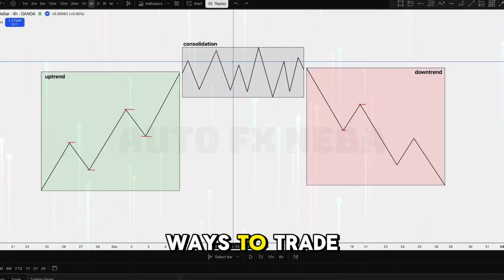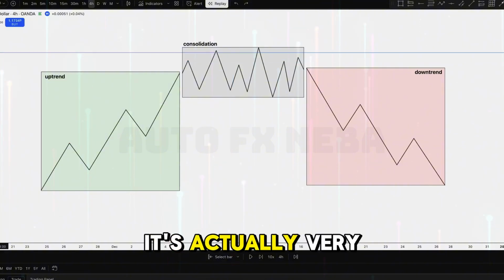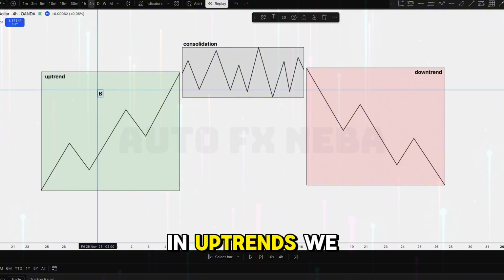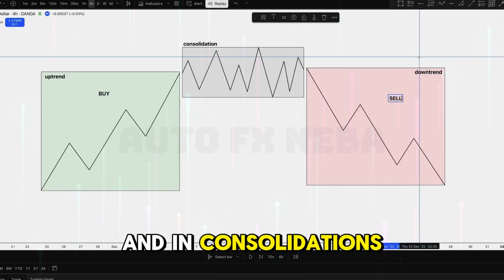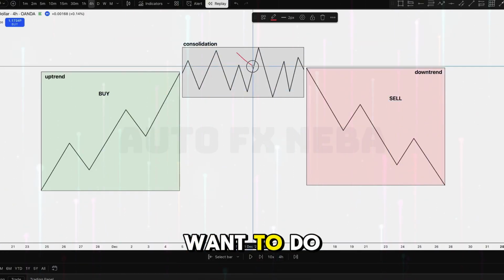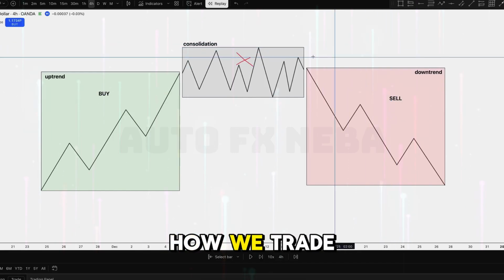Now, the classic ways to trade each of these different phases, it's actually very simple, as you can imagine. In uptrends, we want to buy. In downtrends, we want to sell. And in consolidations, we just simply want to do nothing. That's pretty much how we trade the market.